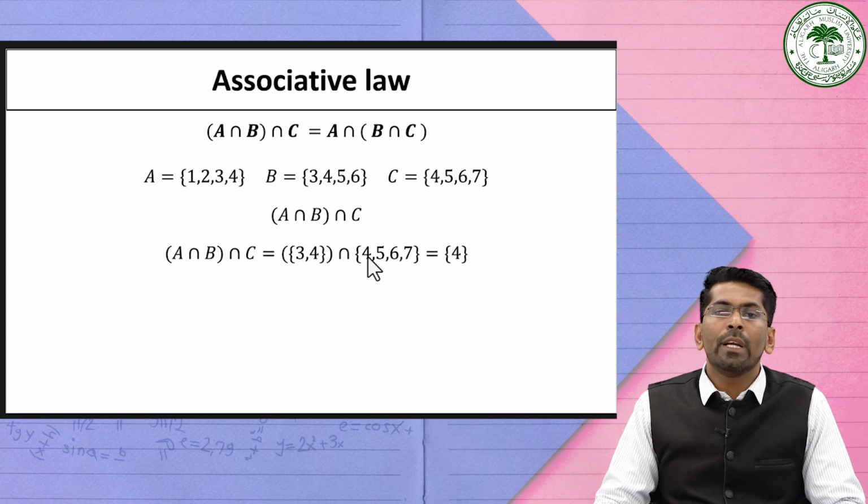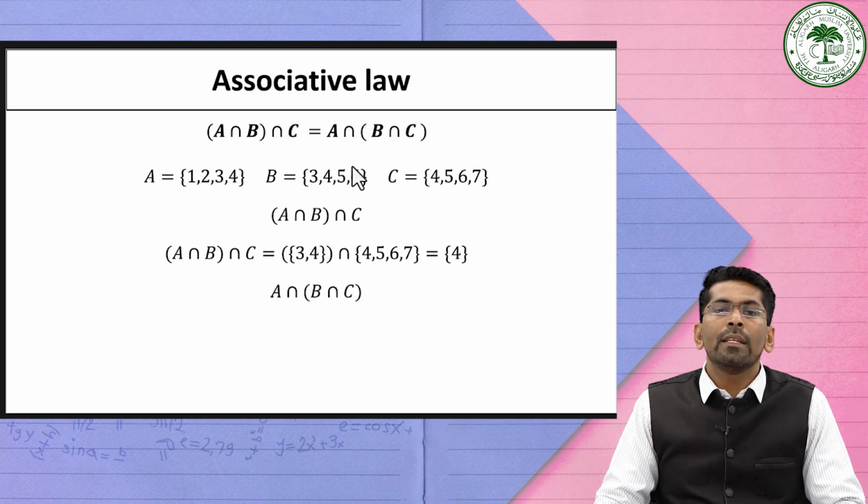Intersection C, what is C? It is {4, 5, 6, 7}. Now we intersect {3, 4} with {4, 5, 6, 7}. Here the common element is only one, that is 4.